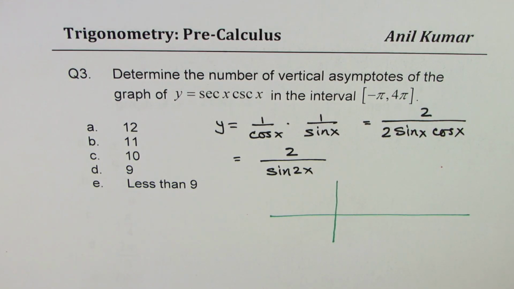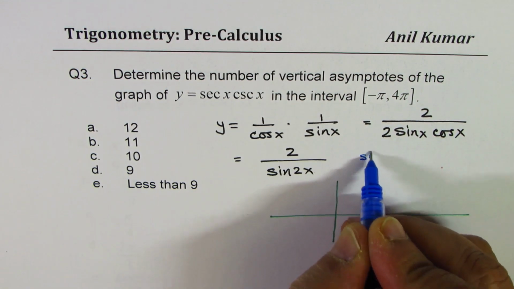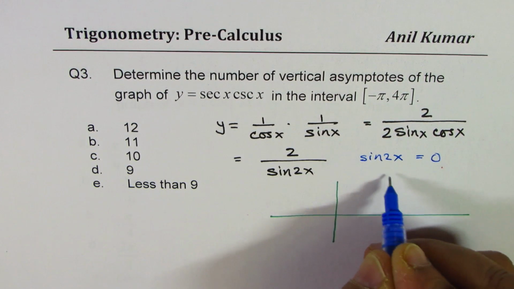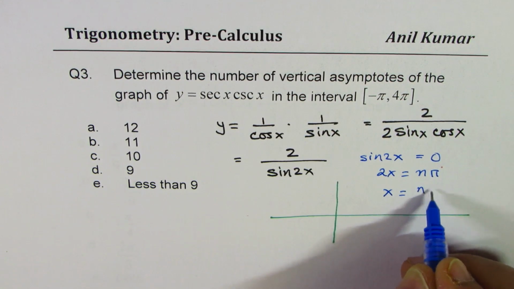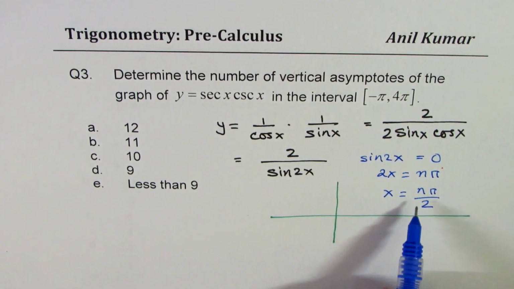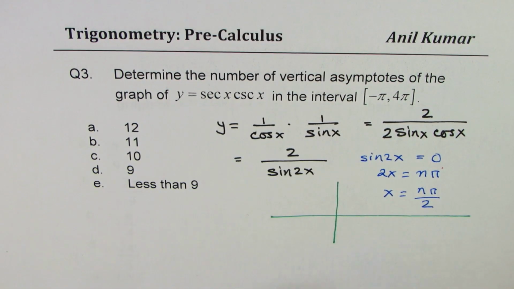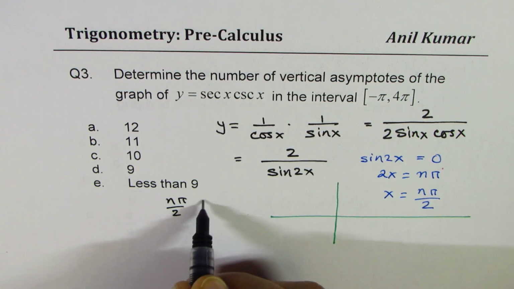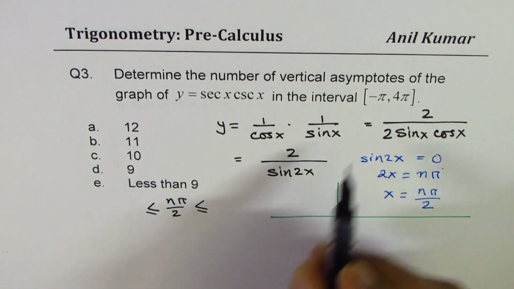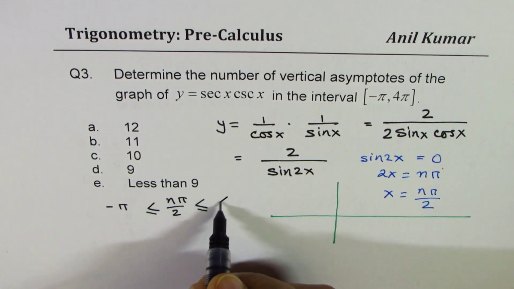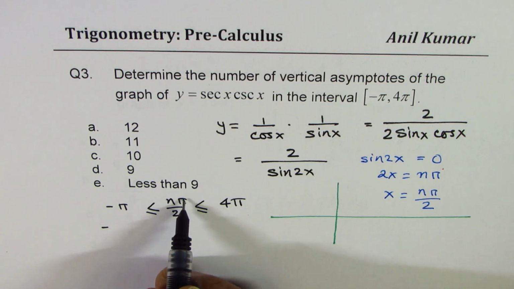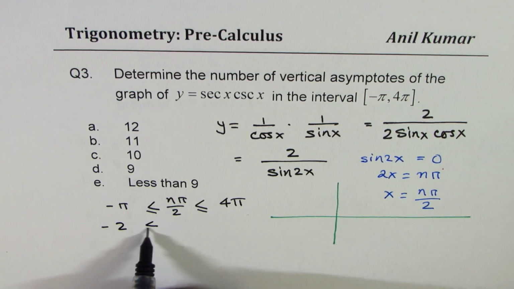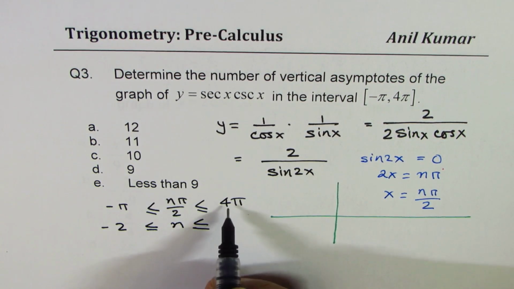We know that sin 2x will be equal to 0 if 2x is equal to n pi, or x is equal to n pi by 2. Perfect. We are now only looking for n values. So for n values, we are given that n pi by 2 could be between minus pi to 4 pi, correct? To solve it, let's multiply by 2 and divide by pi, right? So we get minus 2, and we have n, and we have 8 here.